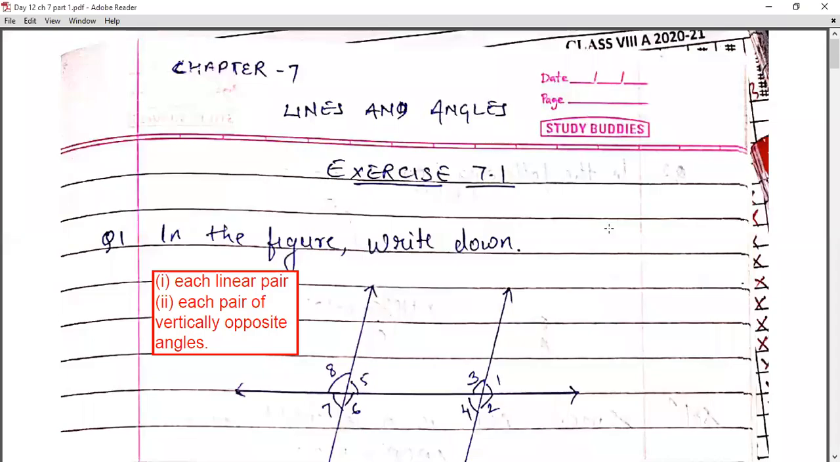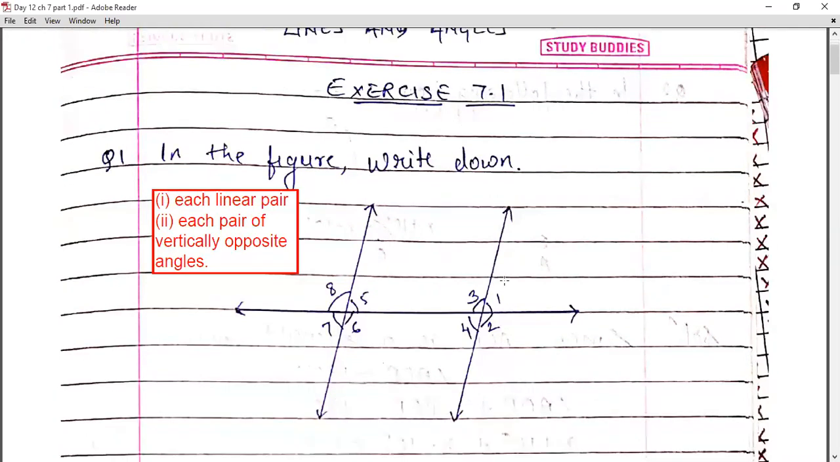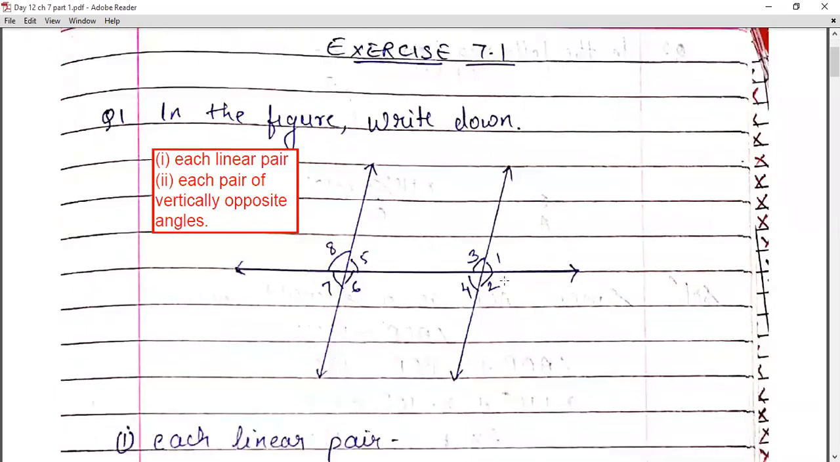Welcome learners. In this video, we will start exercise 7.1 from Holy Faith International Publications, Absolute Mathematics for class 7th. The concepts related to this exercise are pair of angles that have been discussed in the previous video. So let us start this exercise.